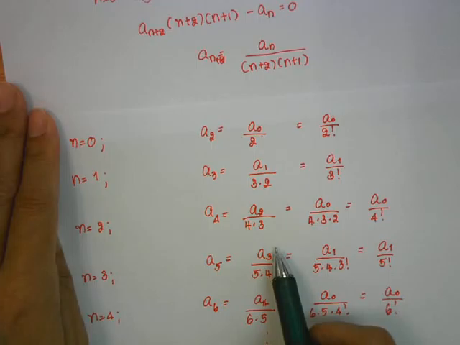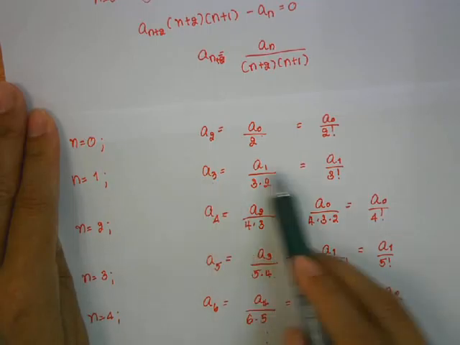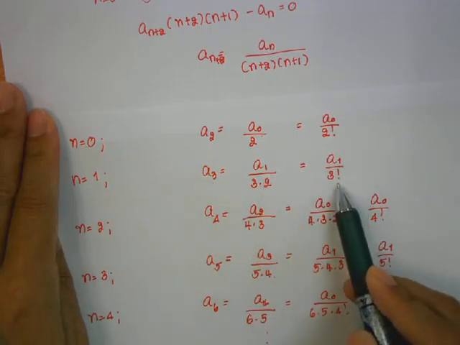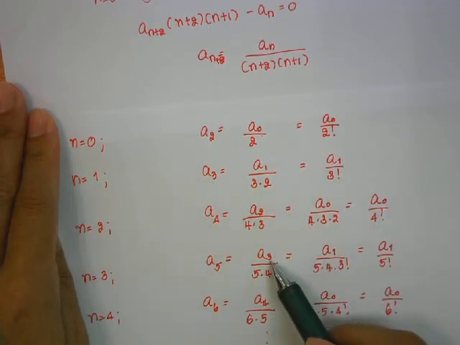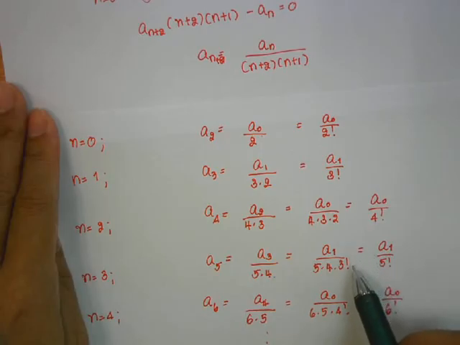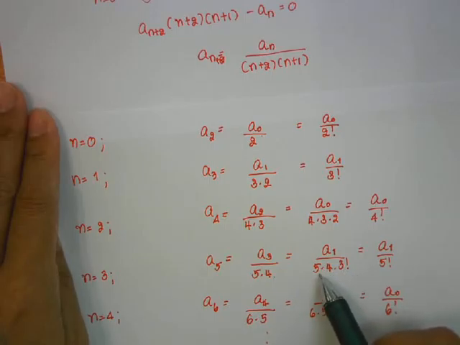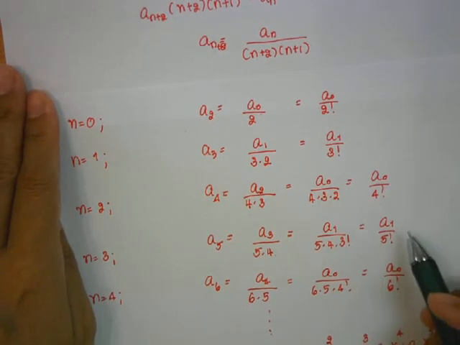a5 is equal to a3 divided by 5 times 4. a3 itself is equal to a1 divided by 3 factorial. You plug the value of a3 there, you would get a1 divided by 5 times 4 times 3 factorial, which is equal to 5 factorial. So you would get a1 divided by 5 factorial, and so on.